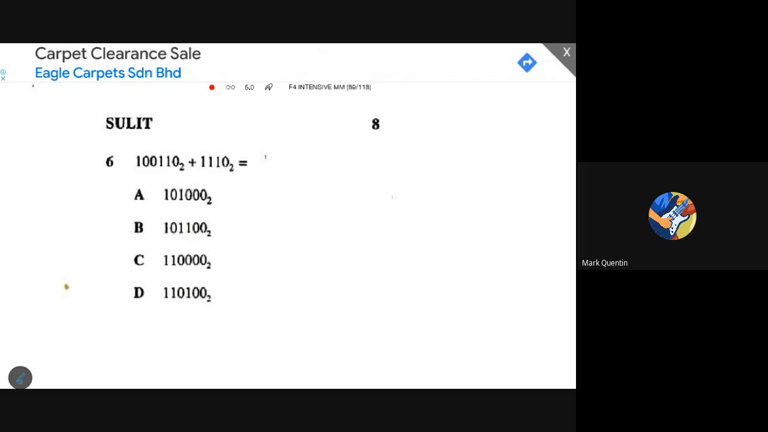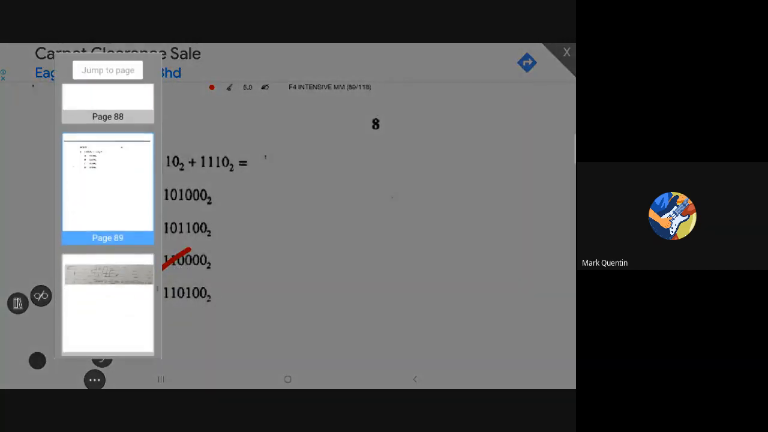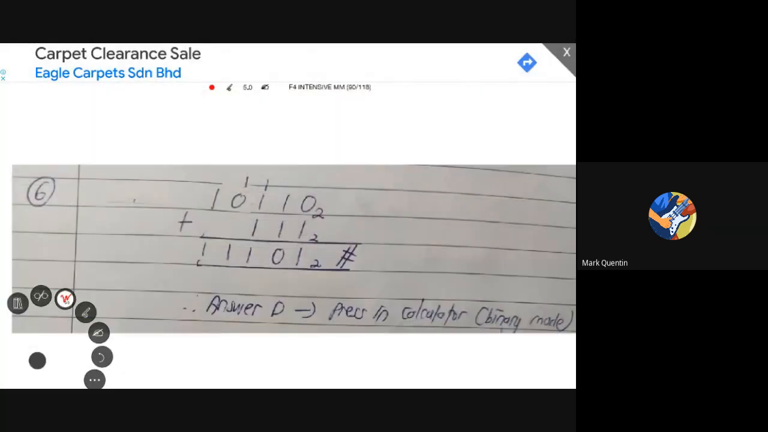Okay, can see the majority. Okay, betul. D betul. Okay, so you will get this answer for this question. So make sure jangan buat cuai pun kat sini. So you will get something like this. Okay, 11101.